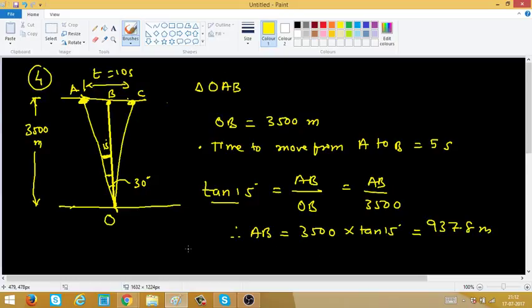And now I can find out the velocity. Velocity is equal to distance upon time. The distance AB is 937.8, and the time taken to move from here to here is 5 seconds. So 937.8 divided by 5, and that will give me a value of 187.5 meters per second. So this is how you are able to get the speed of 187.5 meters per second.